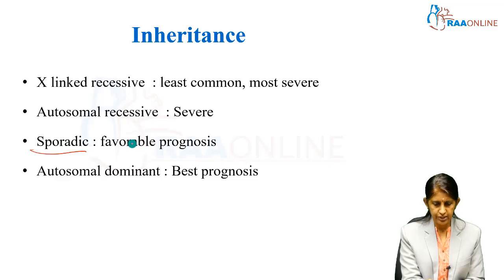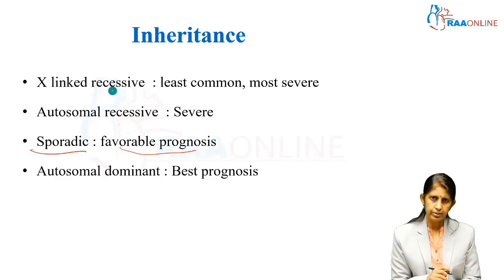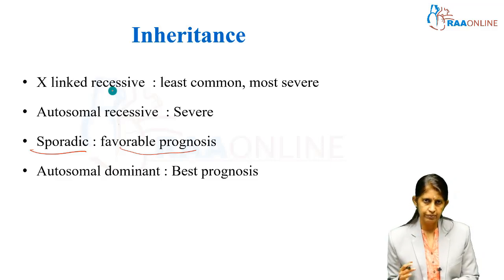The inheritance can be sporadic or it can be inherited. When it's sporadic, it has a reasonably favorable prognosis. Inherited can be autosomal dominant, autosomal recessive or X-linked recessive. Autosomal dominant has the best prognosis. Autosomal recessive is very severe and blindness occurs quite early in life, but X-linked recessive is the most severe of all. So, in other words, the inherited part of the disease can be autosomal dominant, recessive or X-linked. If it's dominant, it has the best prognosis, but it is not very common. X-linked recessive is the least common, most severe. Autosomal recessive is severe as well.